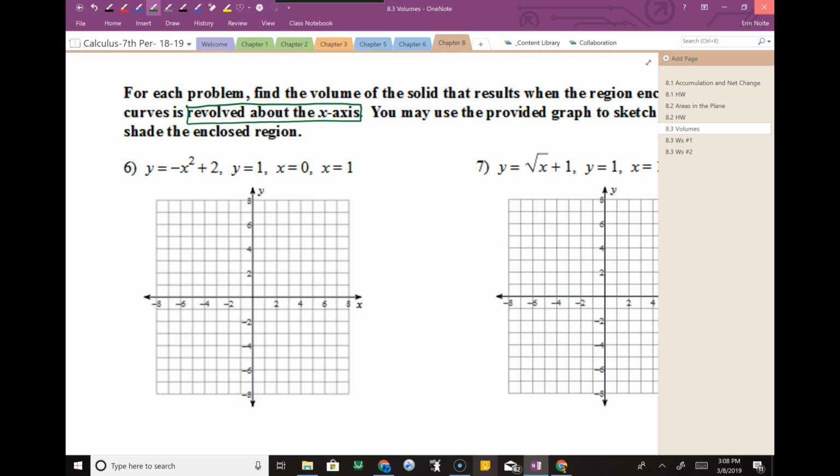So what does that look like? Negative x squared plus 2, what does it look like? It's upside down, and it's a parabola. Yeah. So it looks like, should I have this in my notes or can I just watch this? Well, you can watch it and then write it down if you want. Okay, y equals 1. What does y equals 1 look like? Y equals 1 is our horizontal line up 1.